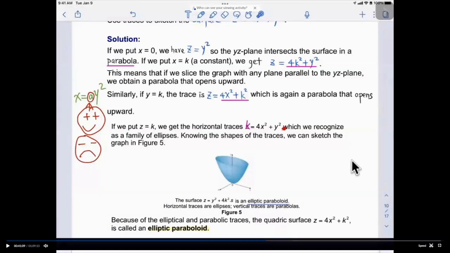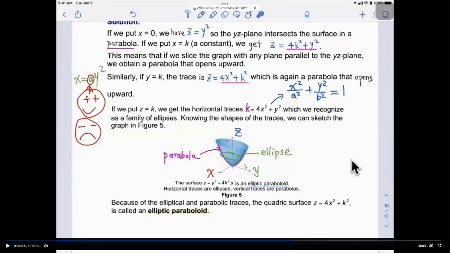Now, some of you might think, wow, it's difficult, right? Nowadays, because we have technology, you can use the app that I recommended to you last time, and you can actually draw that. Enter this equation and you can see it. So, the ellipse trace, and here the parabola trace over here. So it's called an elliptic paraboloid.